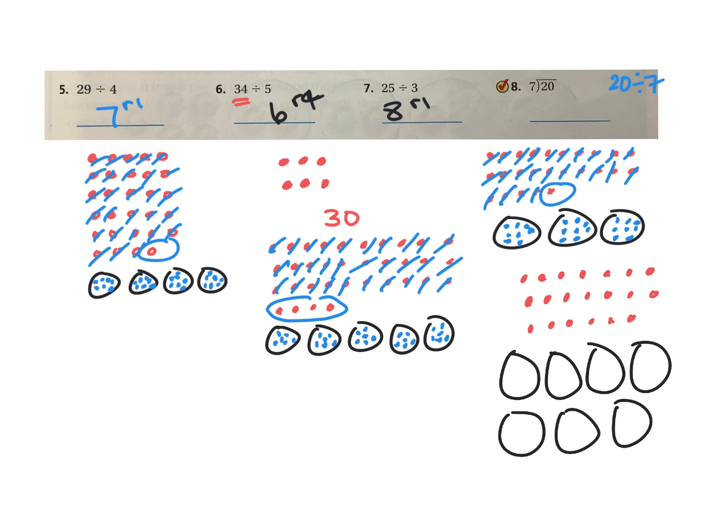Okay, I've got 20 there and I'm sharing it amongst 7 groups. 1, 2, 3, 4, 5, 6, 7, 8, 9, 10, 11, 12, 13, 14. And look, I can't hand those out. There's 1, 2, 3, 4, 5, 6 left. If I hand those out, this guy's gonna cry. So I have 2 for everybody with 6 left over that I didn't pass out, remainder 6.